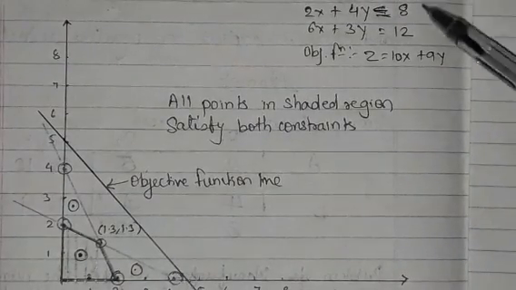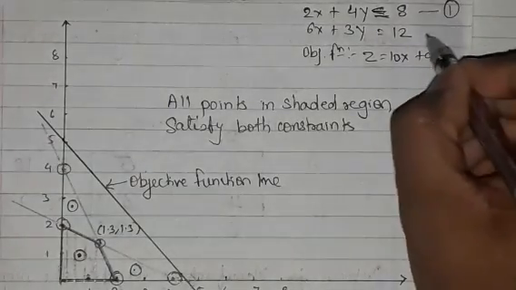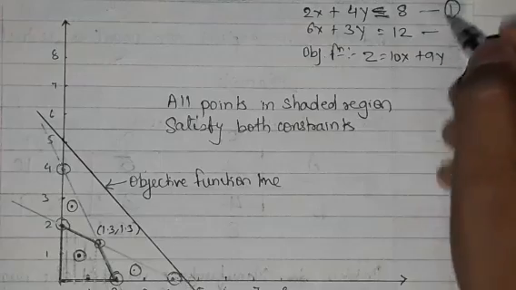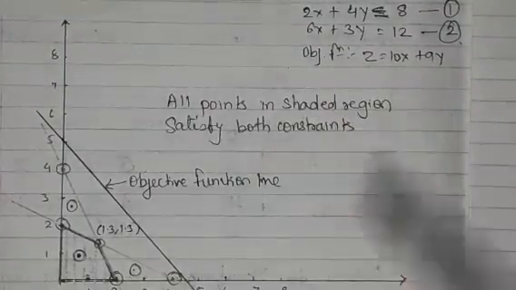So guys, here is the solution. This is the first constraint for raw material R1, the second constraint for raw material R2, and this is the objective function.